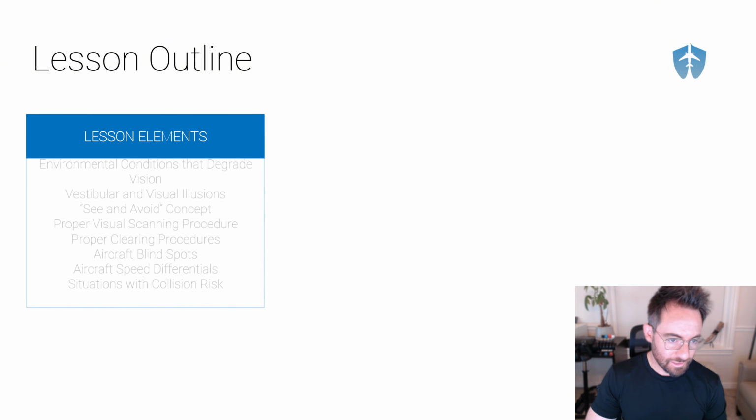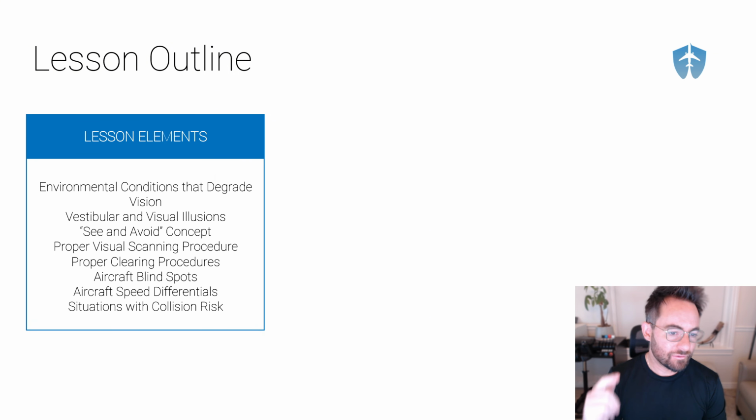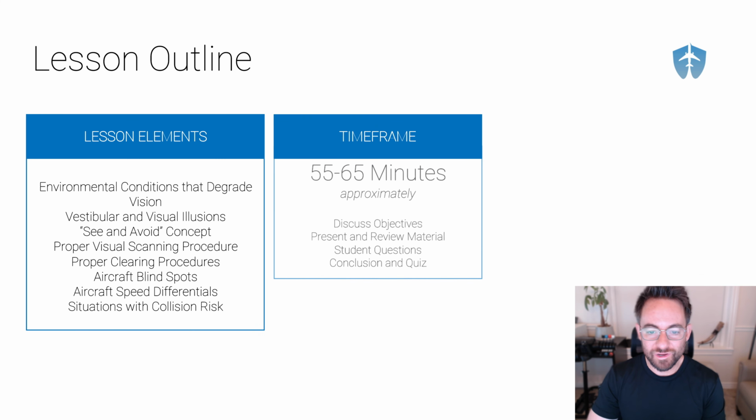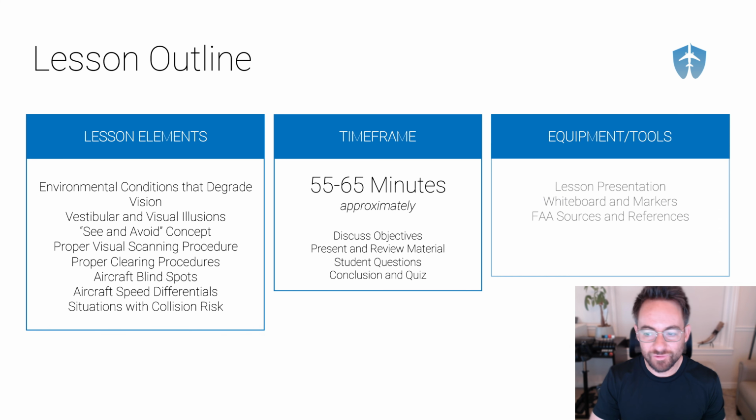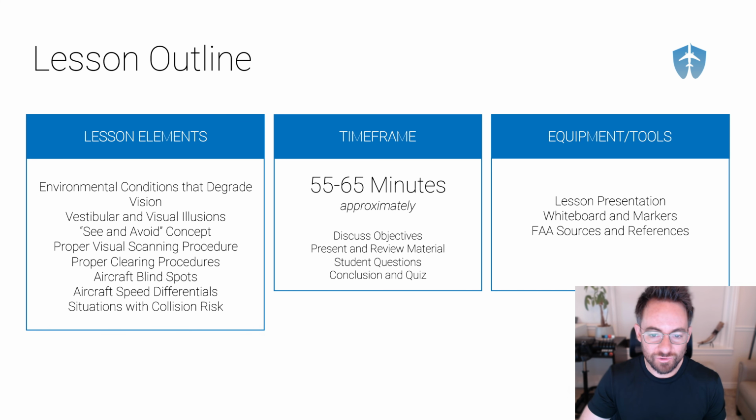In our lesson today, our lesson elements are environmental conditions, degraded vision, vestibular and visual illusions, the see and avoid concept, proper visual scanning procedure, proper clearing procedures, aircraft blind spots, and speed differentials. And then we're going to talk about some situations that have the greatest mid-air collision risk. Time frame is approximately 55 to 65 minutes between this video lesson and then the quiz back on wifiCFI.com afterwards.